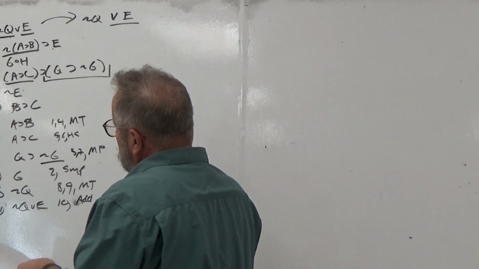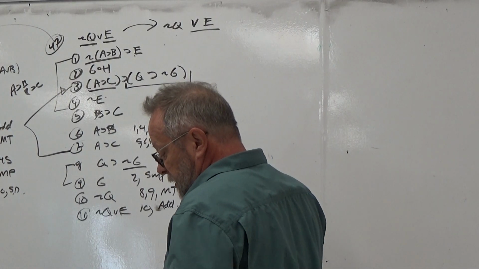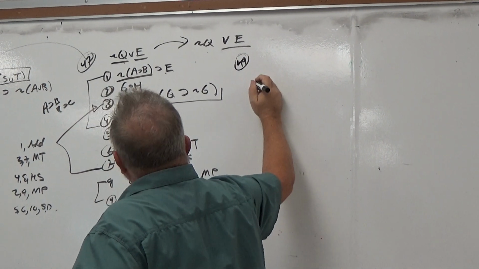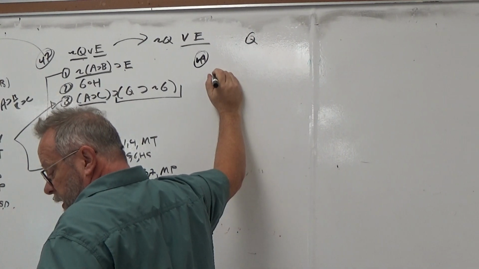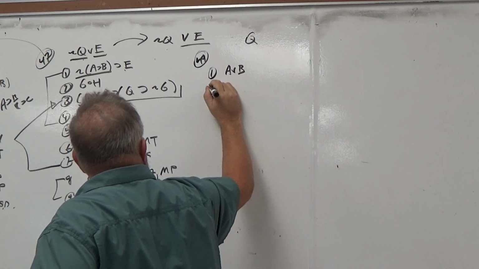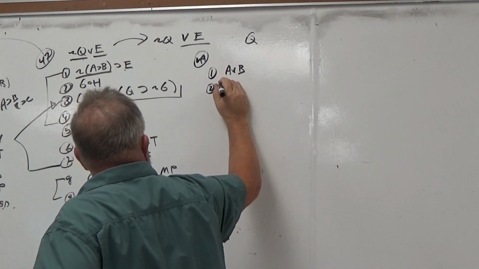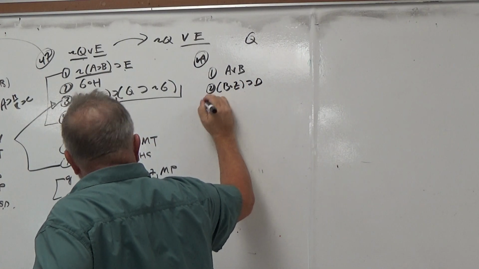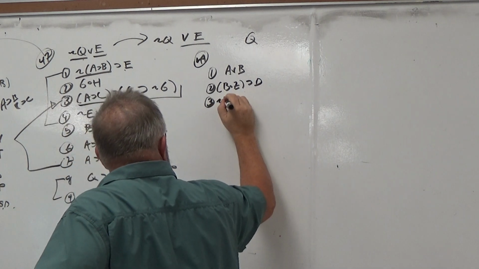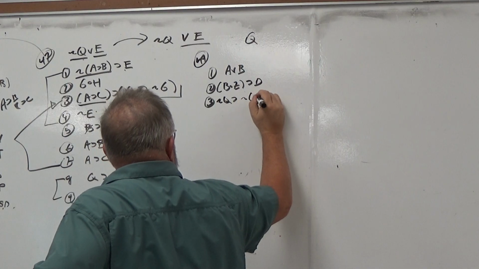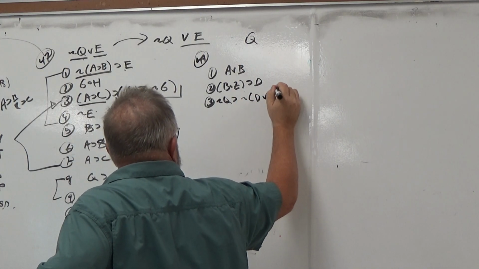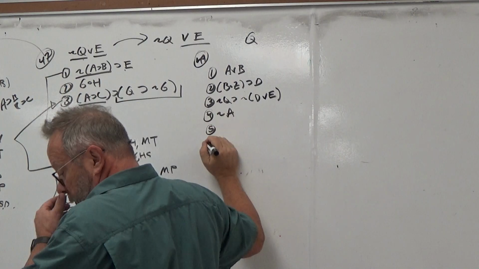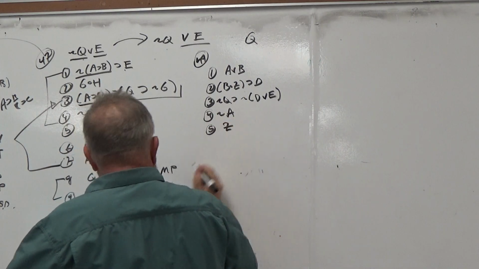Let's see how much space 49 would take. Let's see if I can squeeze 49 in here. 49, gotta prove the Q. Seems familiar. 1 is A or B. 2 is B and Z, then D. 3 is not Q, then not D or E, and 4 is not A, and 5 is Z.